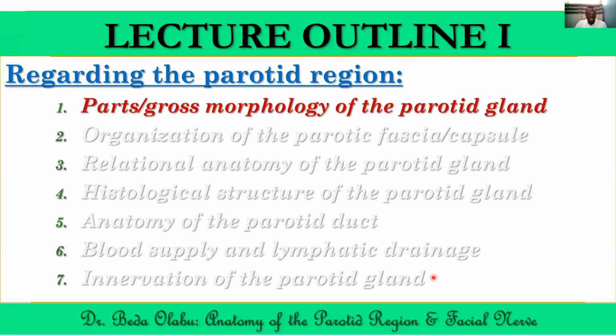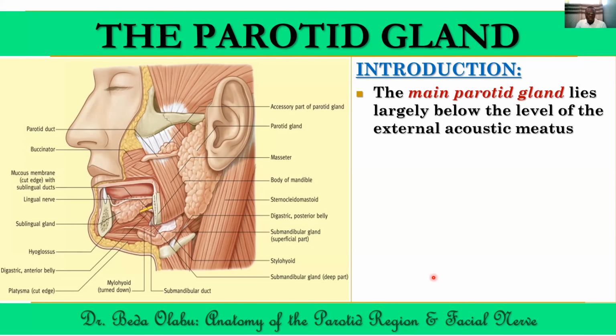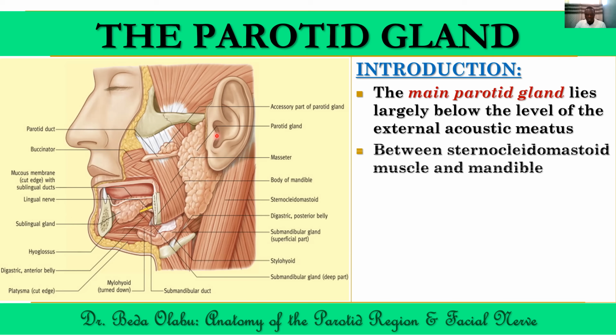Let's begin with the gross morphology of the parotid gland. So basically, we may have a main gland and an accessory gland. The main gland lies largely in front and inferior to the opening of the ear, the external auditory meatus. So this is the gland. This is where we expect the external auditory meatus. It is anterior as well as inferior to the external auditory meatus.